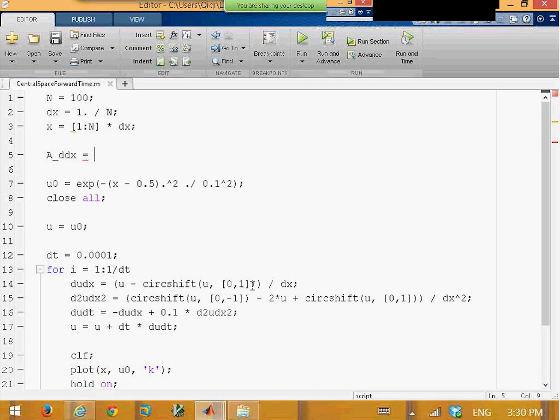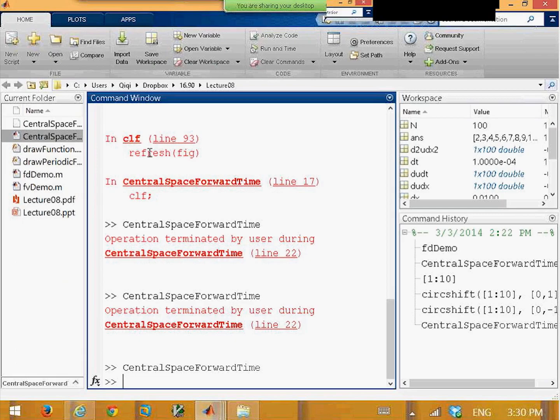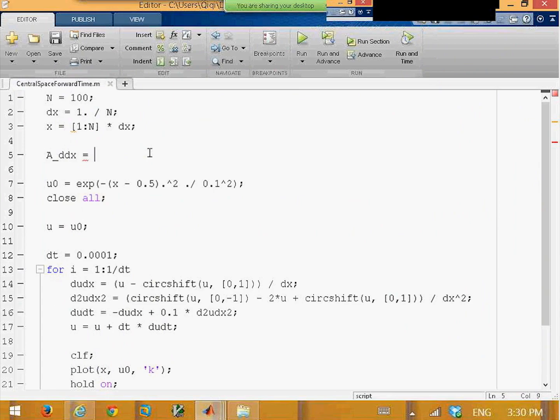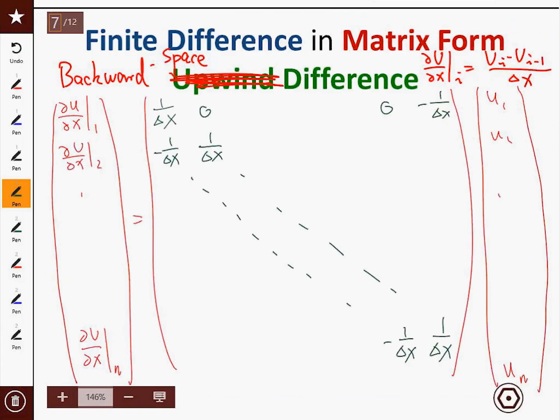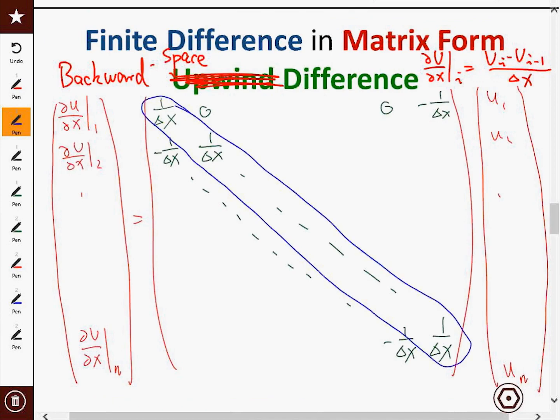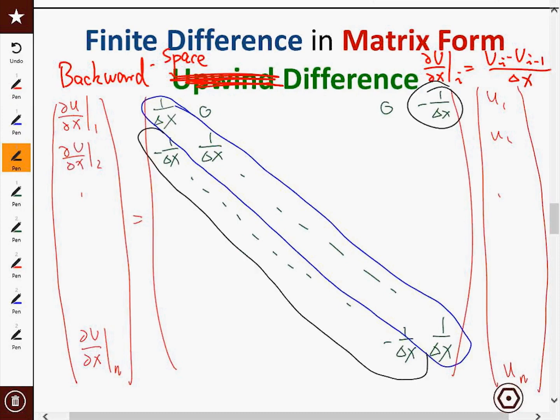Okay, so let me see what I did. Here is actually backward in space, so let's try to reproduce backward in space. This is the matrix I have. I already have delta x computed. So then I need two matrices. The first matrix is this guy. And somehow if I can add that matrix to the second matrix, plus this little element over here, then I have the entire matrix, right?